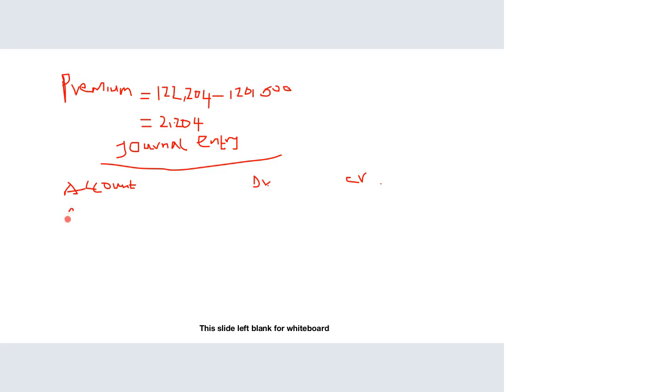Cash, because we are receiving the amount, we debit. Remember, cash is an asset and it has a debit normal balance. Any increase should be debited. 122,204. Debit that. Then the next one is bonds payable.